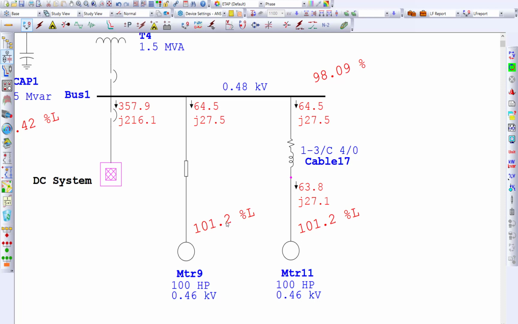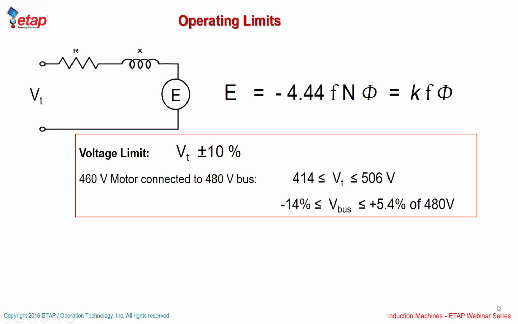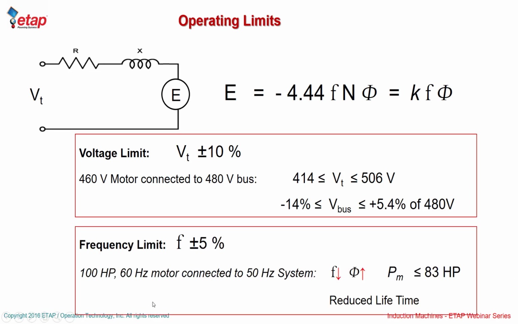Going back to the rest of the limits, the other one is the frequency limit, and a lot of machines have a frequency limit of plus or minus 5%. But the plus or minus 5% is really based on transient frequency, not operating at plus or minus 5% on continuous conditions.